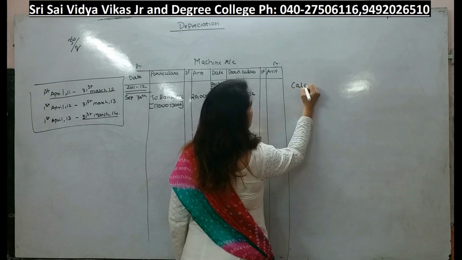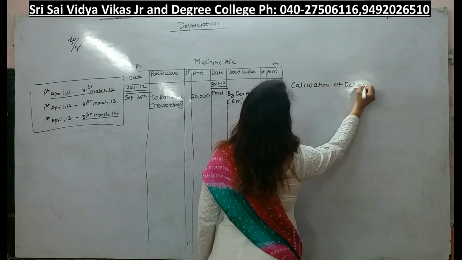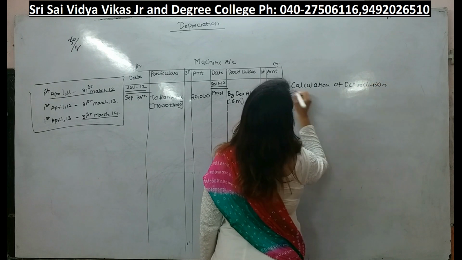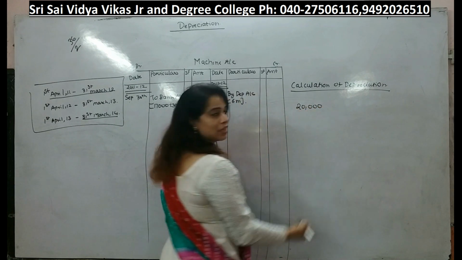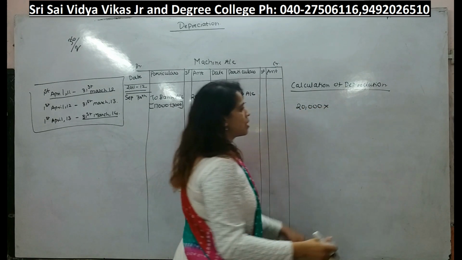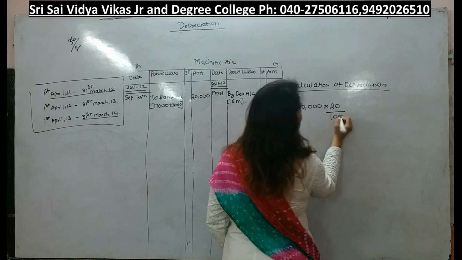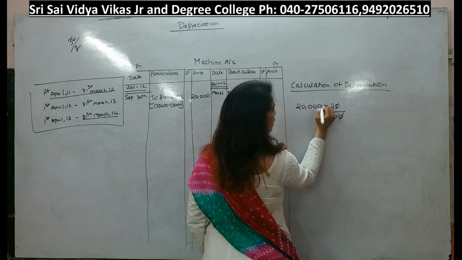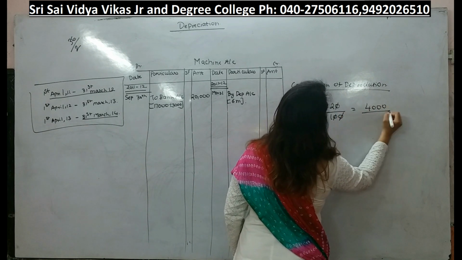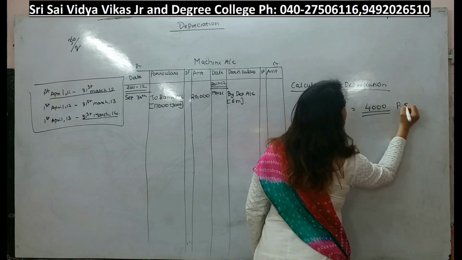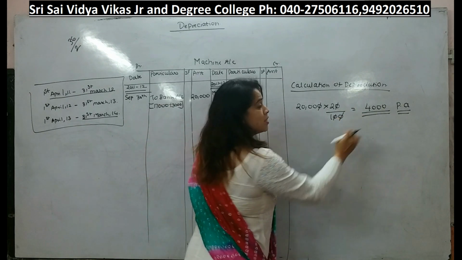See, here I am writing working note, calculation of depreciation. Now what is the value of the asset? Value of the asset is 20,000. What is the rate of depreciation? Rate of depreciation is 20%, means 20 by 100. This 0 will get cancelled, this 0 will get cancelled. So depreciation will be 4,000 per annum, means for 12 months the value will decrease by rupees 4,000.